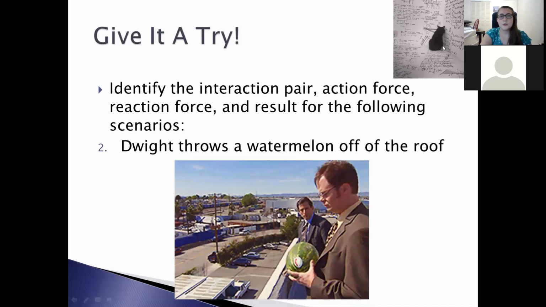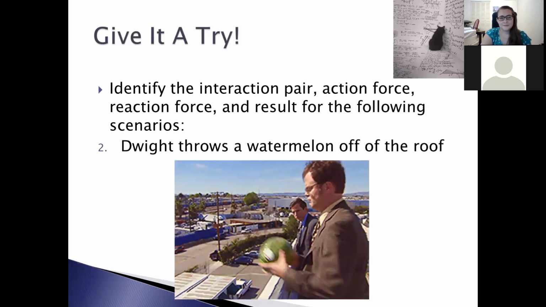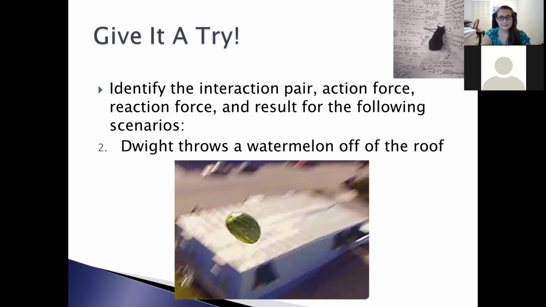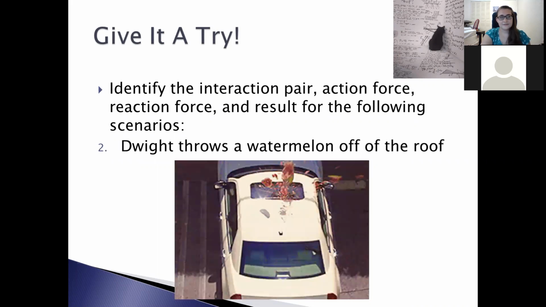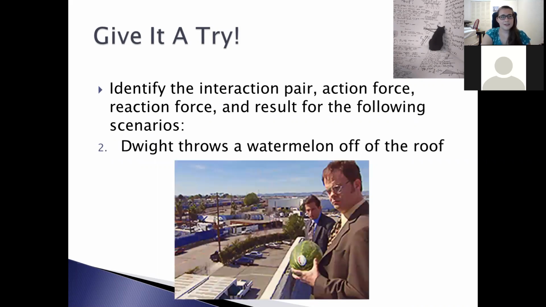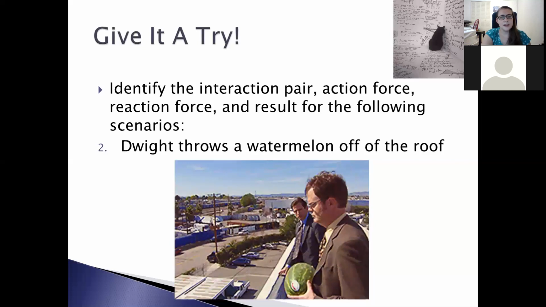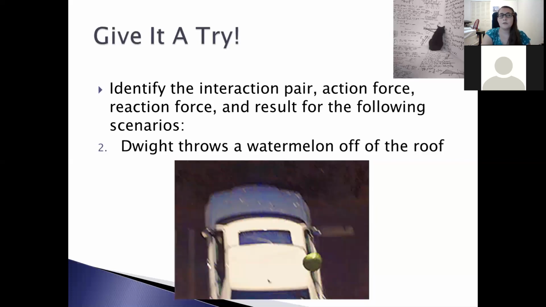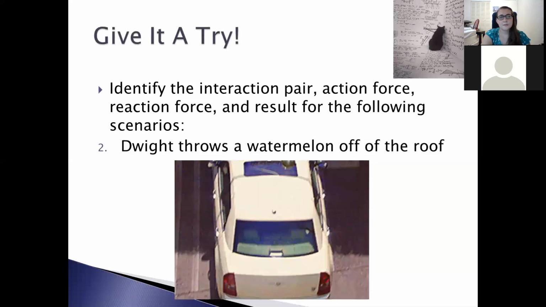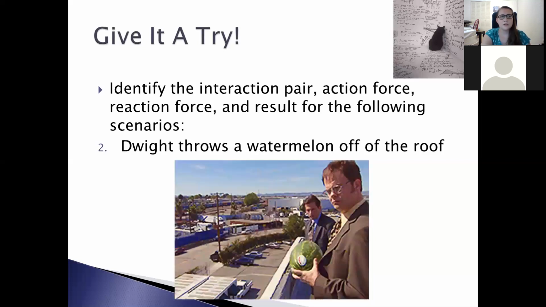Okie dokie. So what did you guys choose as an interaction pair? Again, there are several that you could have chosen. Dwight and the watermelon. Okay, so the two of you are looking at right when Dwight is throwing it off of the roof. So in that case, what is the action force? The throw. Okay, good. What is the reaction force?